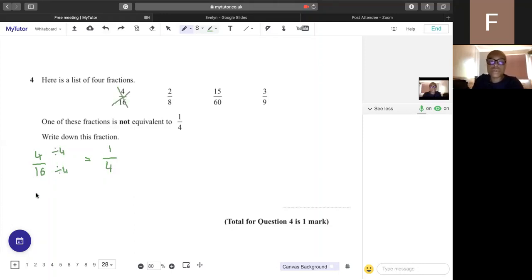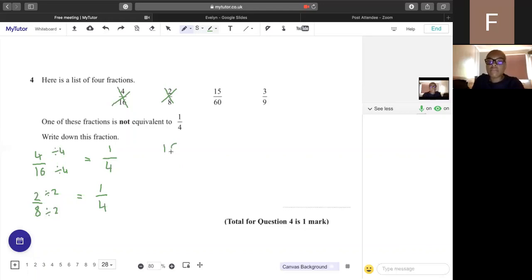Let's do 2/8. We know that they're both even numbers, so we could divide both the numerator and the denominator by 2. Remember, do exactly the same thing for your numerator as you do your denominator. So 2 divided by 2 is 1, 8 divided by 2 is 4. Again, we get a quarter, so it can't be this one.